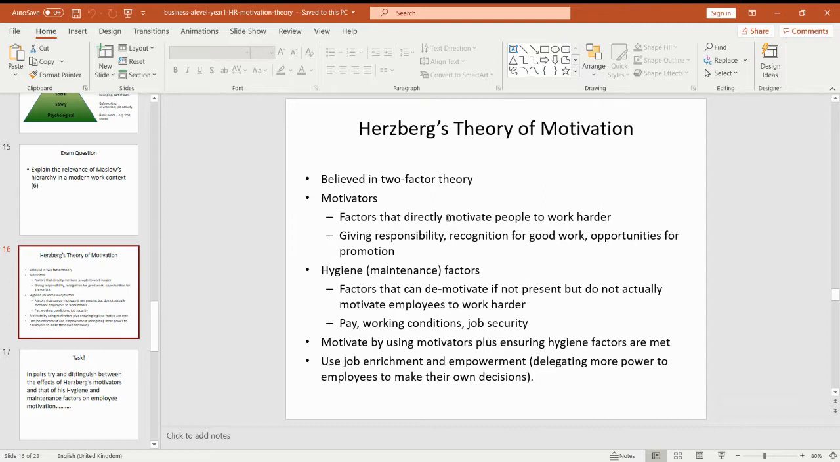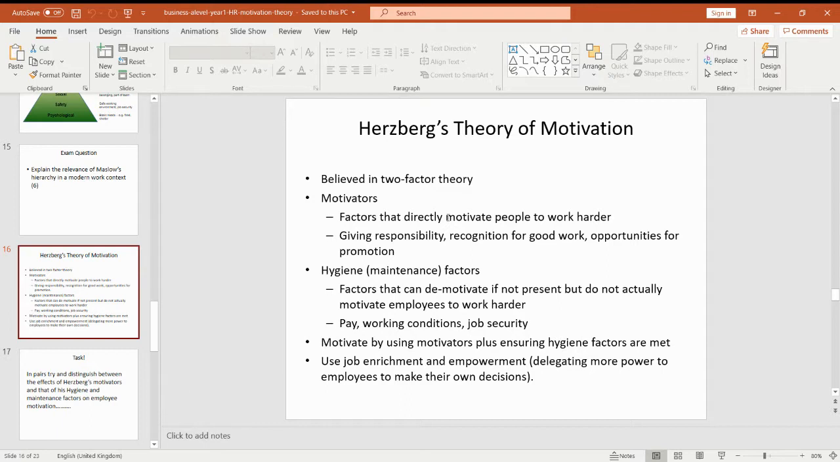And his theory basically stated that in order for someone to be satisfied and motivated at work, both factors had to come into play. So if we look at the first one first, the motivators, these are factors that directly make you want to work hard. So if you're given responsibility at work, that's going to give you a sense of self-esteem, a sense of pride, and you're going to want to work harder.